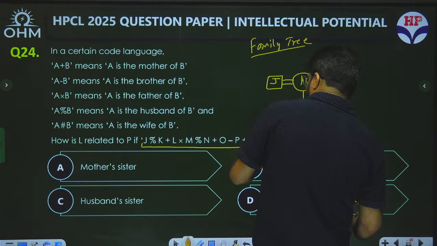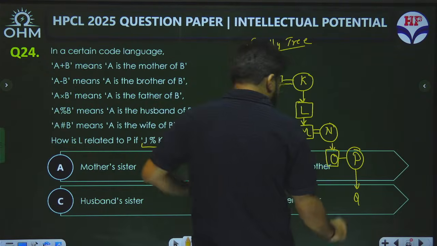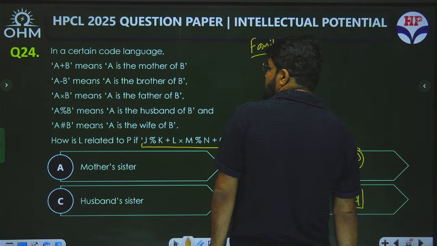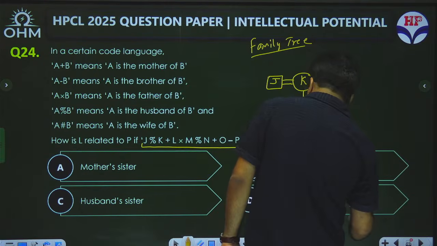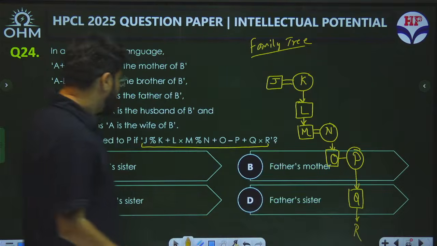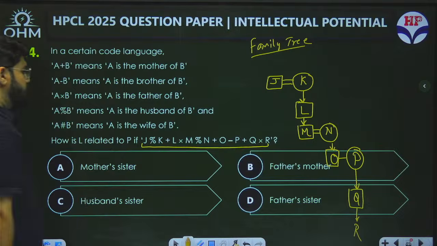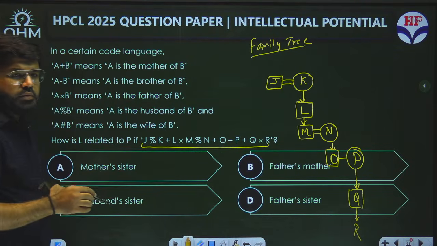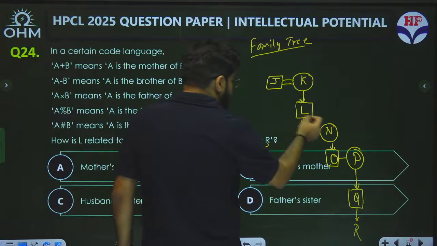Last is Q into R, and into means father. Q is the father of R. R's gender is unknown, no problem. They are only asking about L to P. How is L related to P?